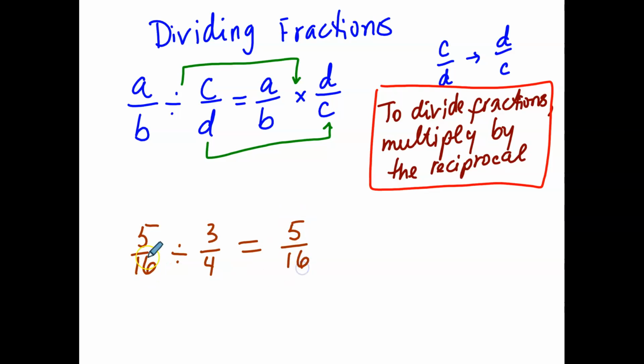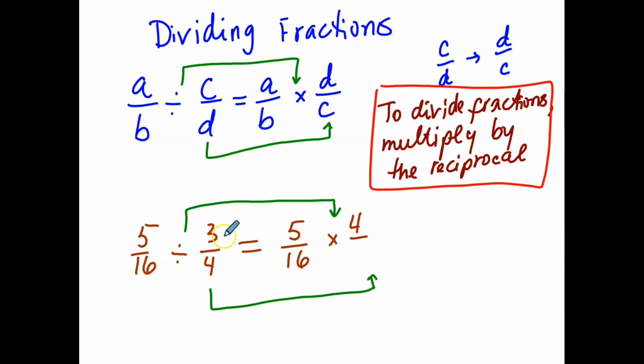5/16, the first fraction, does not change. The second fraction will change to reciprocal, and the division sign will change to multiplication. Remember, in math, everything has to be balanced. Whenever we change one thing, we have to balance it with another thing. So we change division to multiplication and the second fraction to reciprocal. Reciprocal of 3 over 4 is 4 over 3.